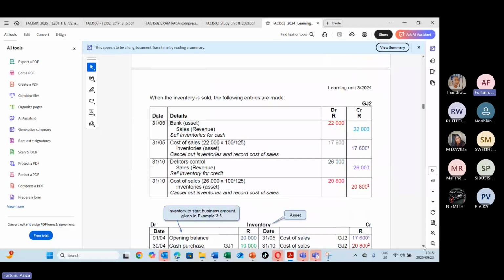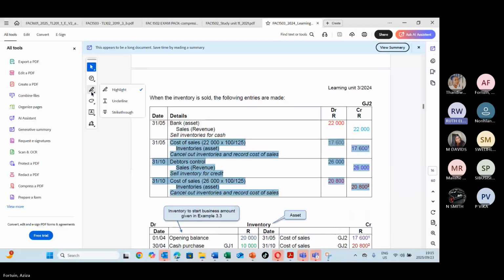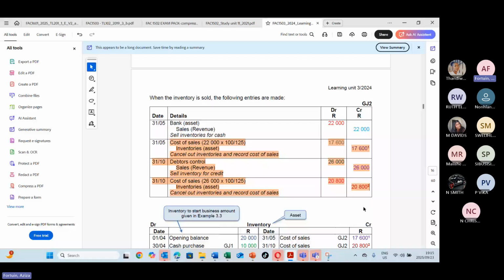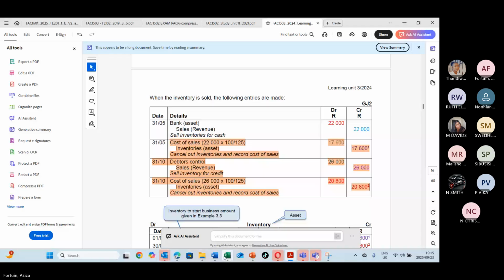Okay, this is the part that you had to calculate. Ruth, did you get this part? What part? The part that I just highlighted now. No, not yet, but I'm watching. I'm learning. That is your cost of sales. We spoke about it earlier in the class. Remember? Yeah. Marzia, did you get the cost of sales?